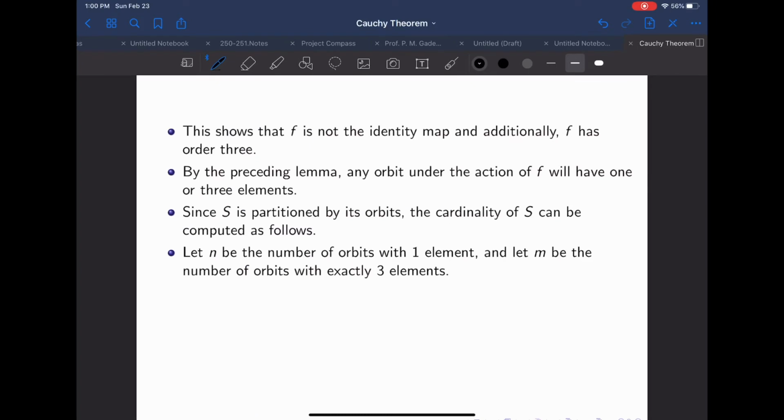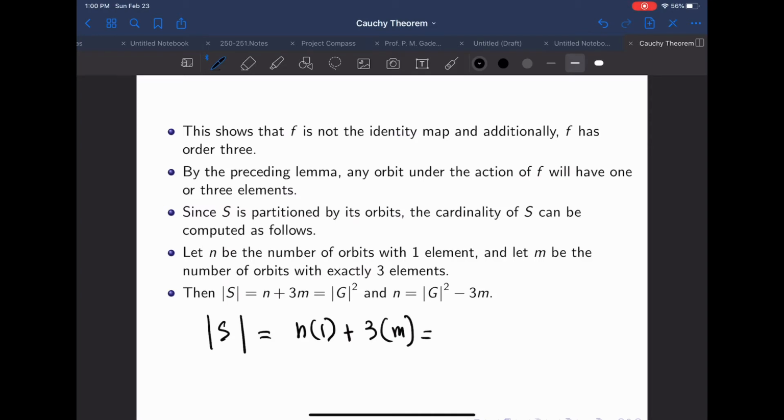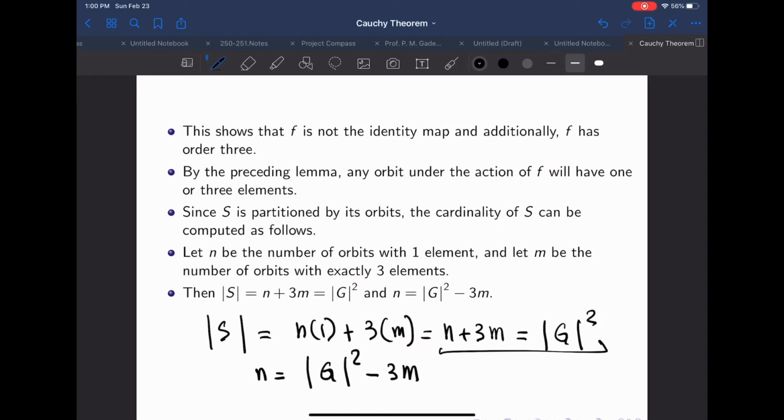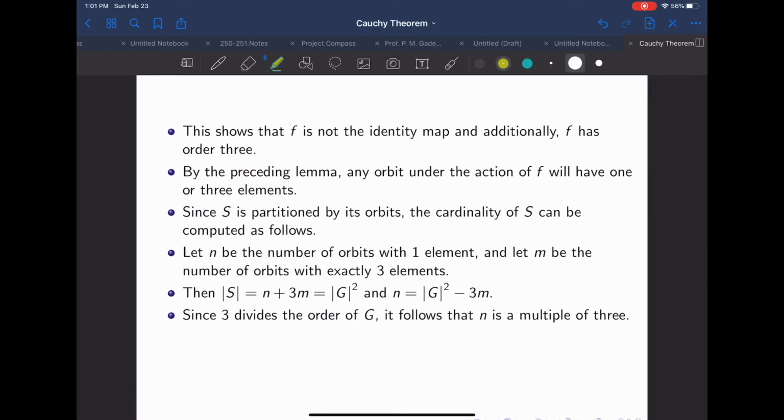Let n be the number of orbits with 1 element, and let m be the number of orbits with exactly 3 elements. Then the cardinality of S has to be n times 1, right, plus 3 times m. That's precisely n plus 3m. And this, we saw, is the order of G squared. Now, solving this for n gives us that n must be the order of G squared minus 3m. However, notice that 3 divides 3m, and 3 divides the order of G squared. So that means that 3 must divide n. But what does that mean? Remember that n is the number of orbits with 1 element. Well, since 3 divides the order of G, again, we saw that it follows that n must be a multiple of 3.